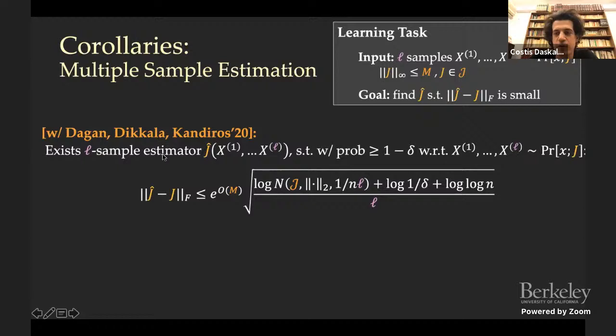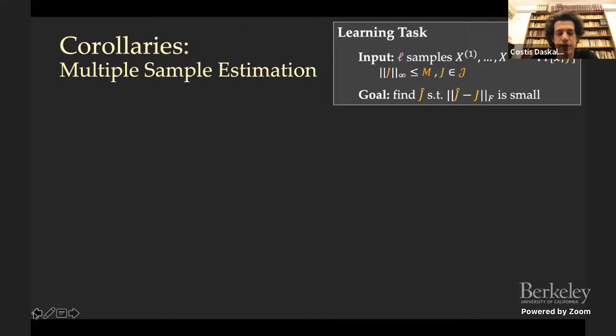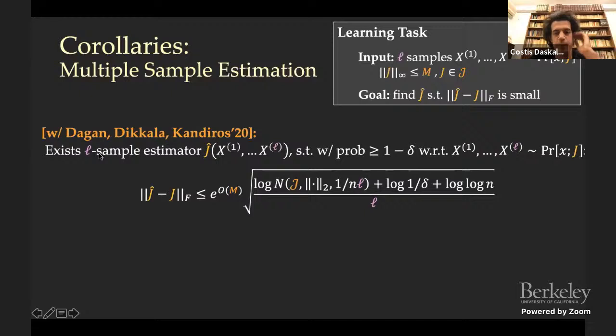So here's how the result changes if I just take our main result and apply it by doing this silly thing of calling L samples one sample from a bigger model. What you get here is something similar. There is an estimator J hat that now takes as input L samples, and with probability 1 minus delta with respect to those samples, satisfies this bound for Frobenius learning of J. So the standard exponential in M, this log 1 over delta, log log n that I also had before.